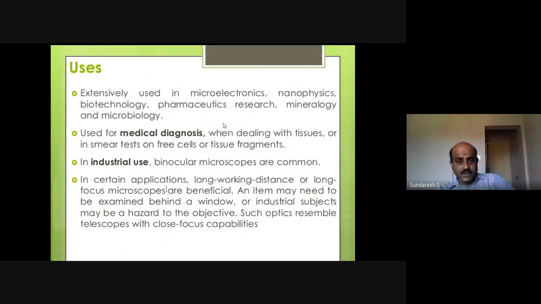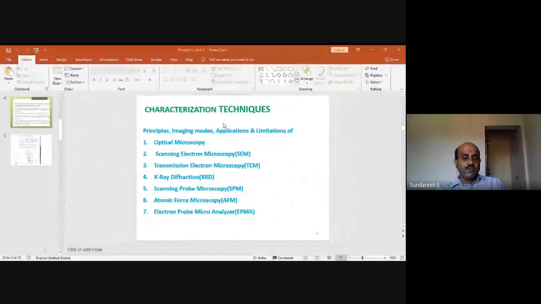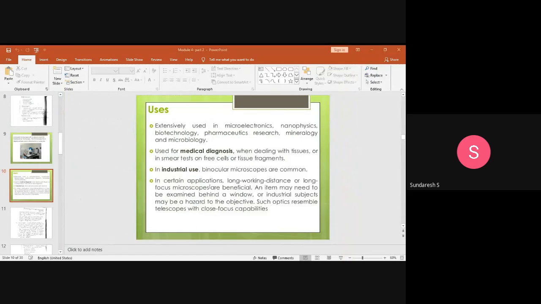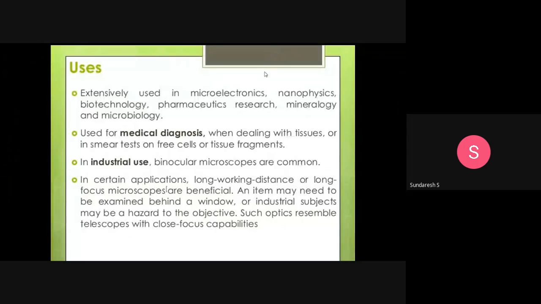So this is the first thing I wanted to discuss with respect to the optical microscope. The second important thing here is the scanning electron microscope. What is the scanning electron microscope, and what is its advantage over optical microscopy? We will go into the details.